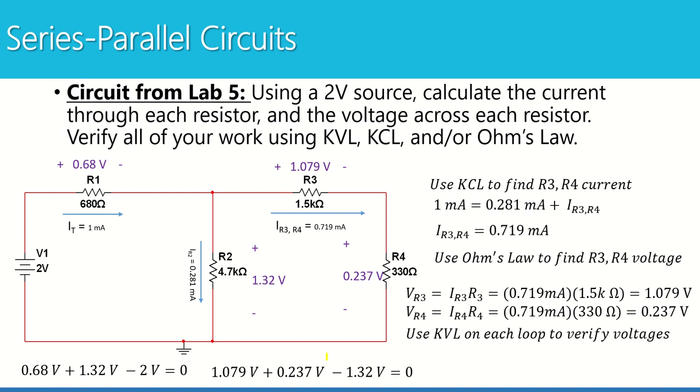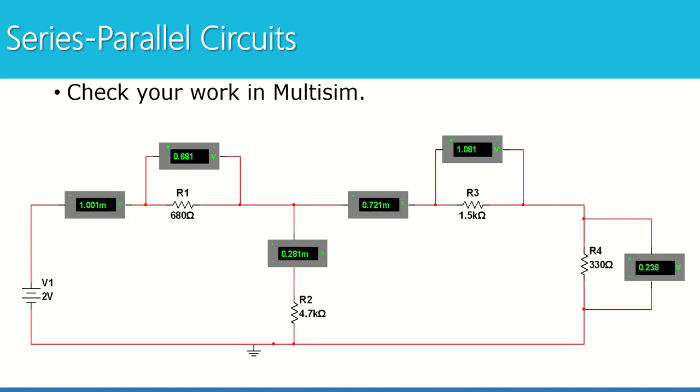So KVL, KCL, and Ohm's law are all tools that you can use to find a value and or check that a value you've already found is correct. When you're done, we're going to check our work in Multisim. And this is going to be part of the lab that you build this circuit, set the voltage source to various levels, and then get these readings. And once you've done this work in Multisim, you're also going to build this circuit on the bench and use the DMM to measure all of these voltages and currents.